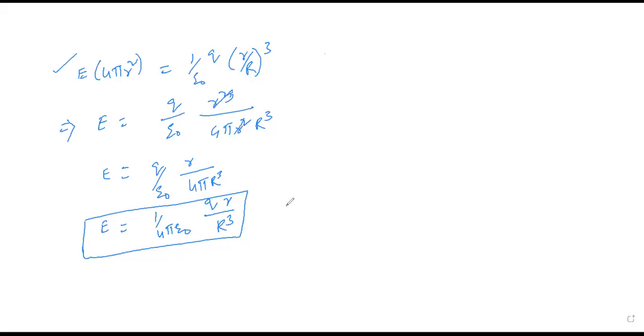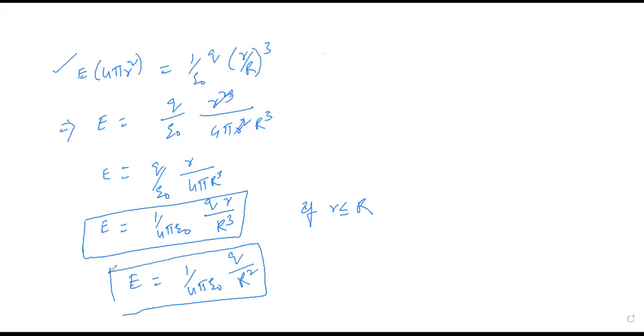So this is the electric field intensity. But if r is equal to capital R, then this E should become 1 by 4 pi epsilon naught Q by R square, because r will be equal to capital R, and again it should be similar to the point on the surface. So again you will get the similar value. So this is the derivation.